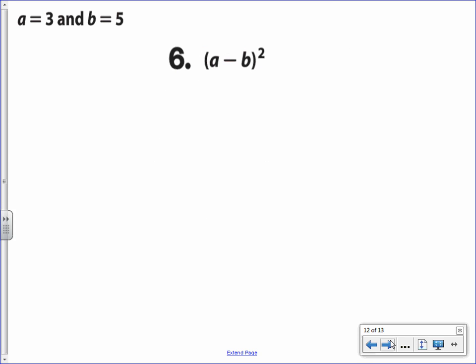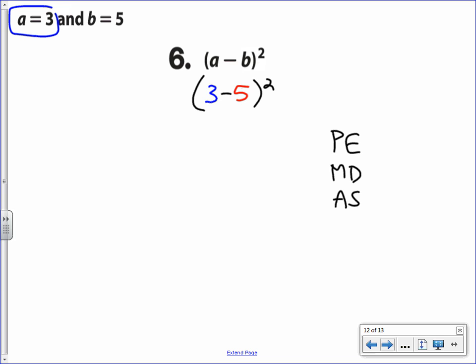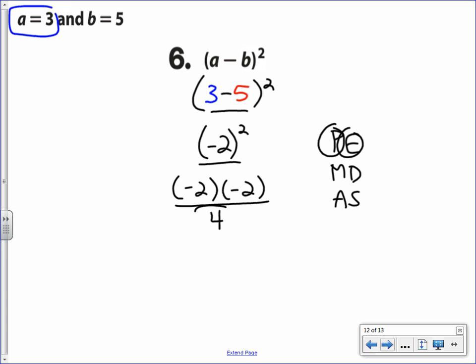Evaluate. Plug in. Follow the order of operations. A minus B squared. Again, my A is 3 and my B is 5. What am I doing with them? I'm subtracting and squaring it. If I think about my order of operations, you've seen me do this before, and I can see that I've got parentheses and I have exponents. So I'm going to do my parentheses first, and 3 minus 5 is negative 2, and I'm going to square that. So negative 2 times negative 2 is a positive 4.